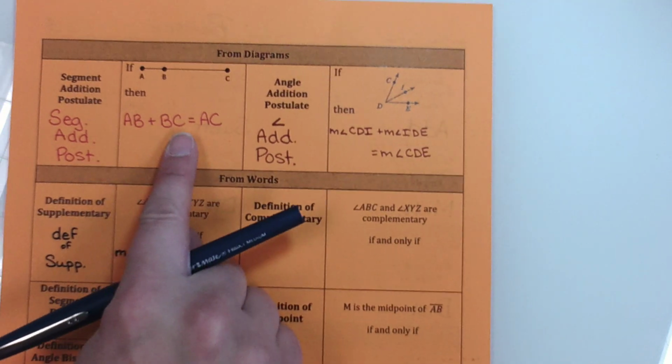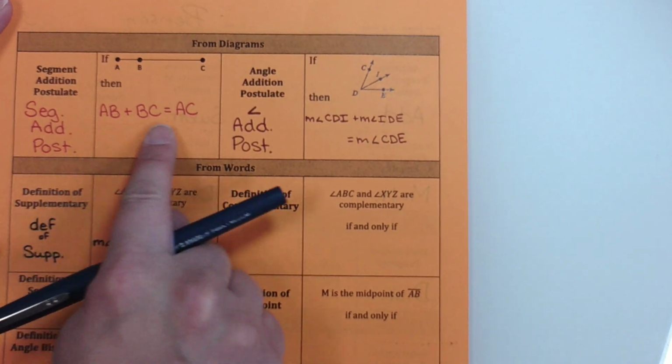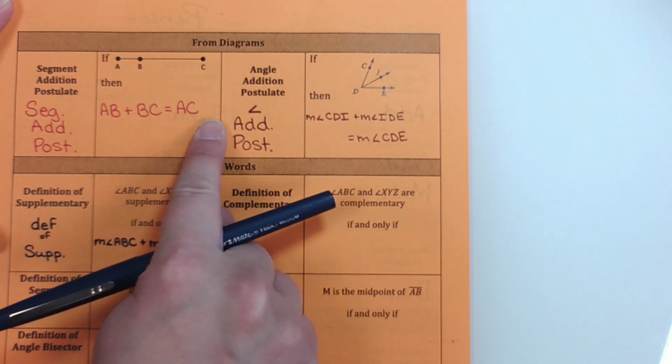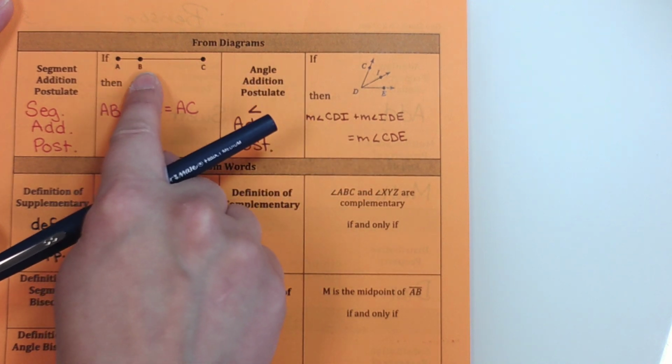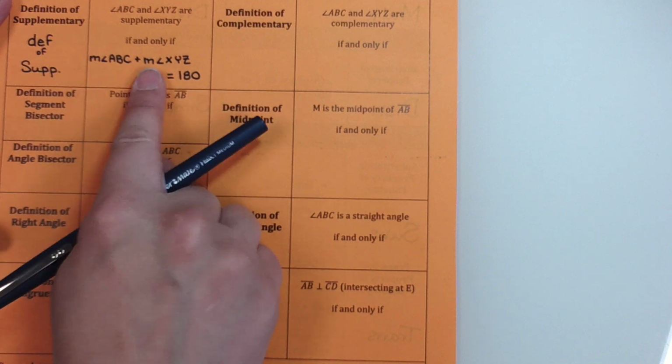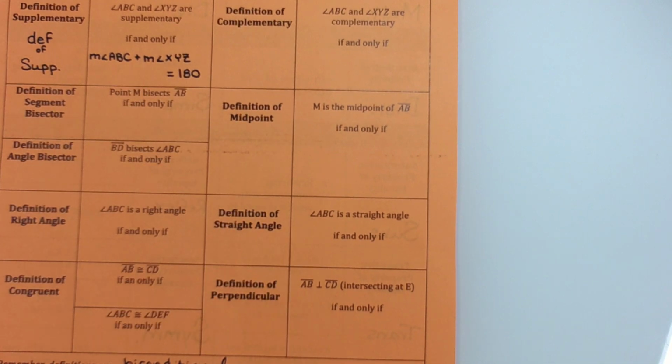For example, segment addition postulate. If I see some segments add up to make another one, that doesn't necessarily mean they have a picture that looks like this. If and only if, those two things go both ways.